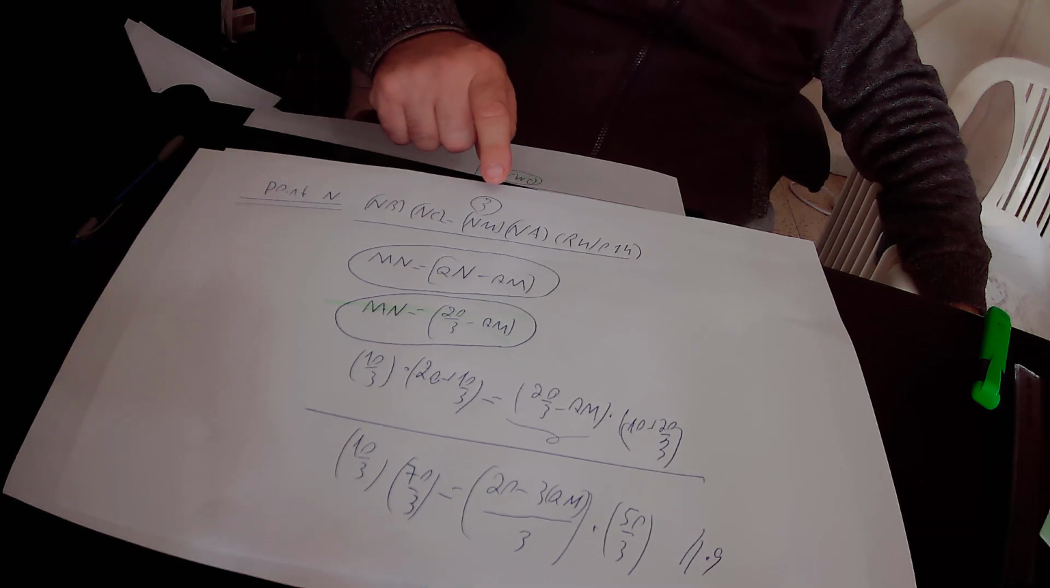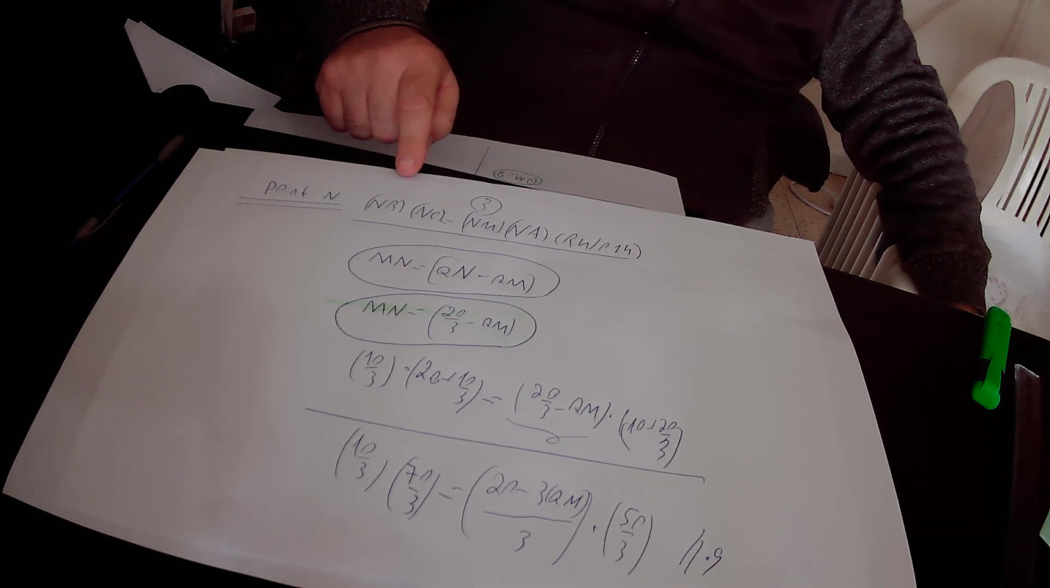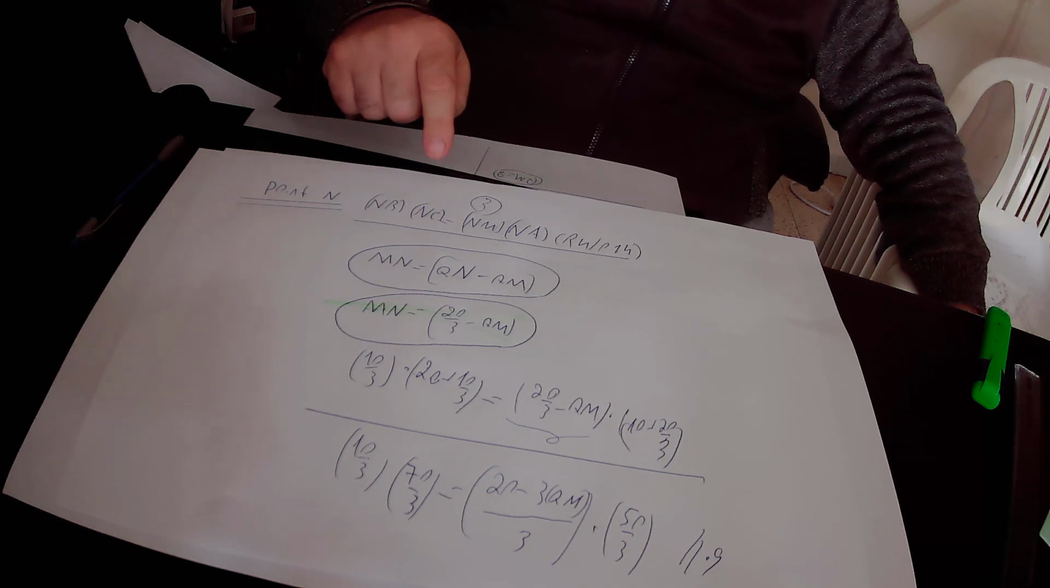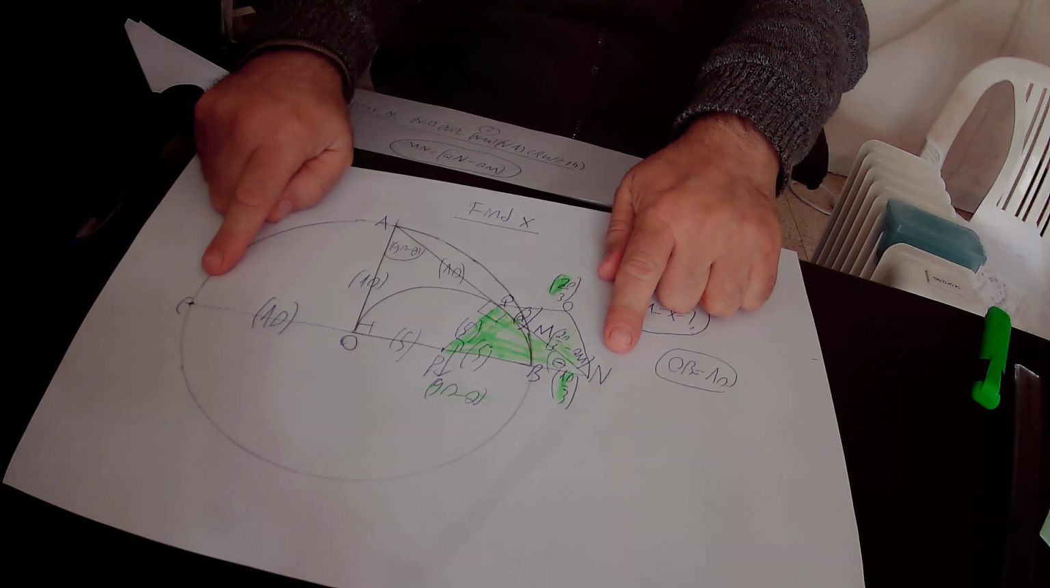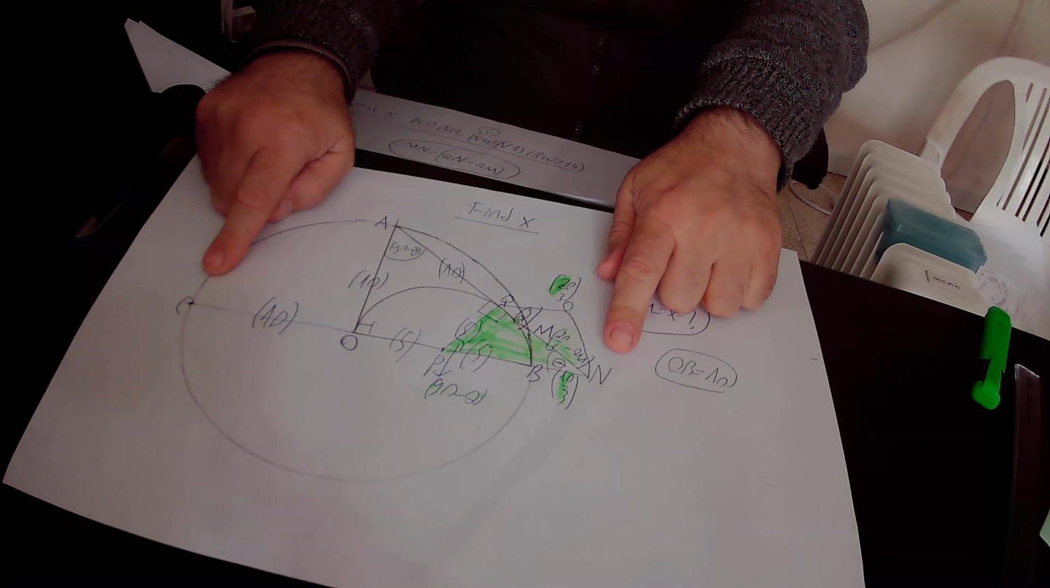NB times NC equals Mn times An. NB is 10 over 3 times NC. What is the length of NC? NC in total equals 10 plus 5 plus 5, that is 20, plus 10 over 3. So in total NC equals 20 plus 10 over 3.